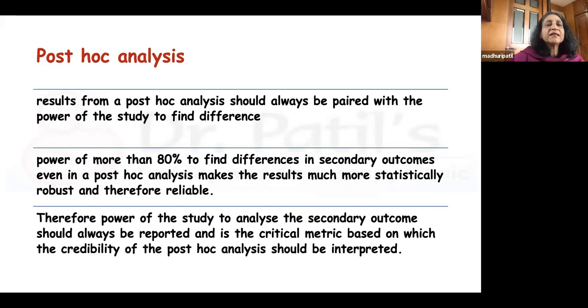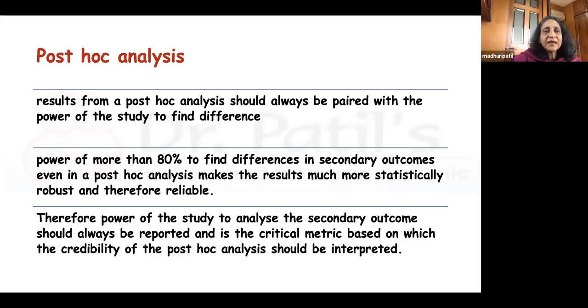So basically, the results from a post hoc analysis should always be paired with the power of the study to find the difference. And if the power is more than 80% to find the difference in the secondary outcomes, even in a post hoc analysis, this makes the results much more statistically robust, and therefore reliable. Therefore, the power of the study to analyze the secondary outcomes should always be reported and is the critical metric based on which the credibility of the post hoc analysis should be interpreted.